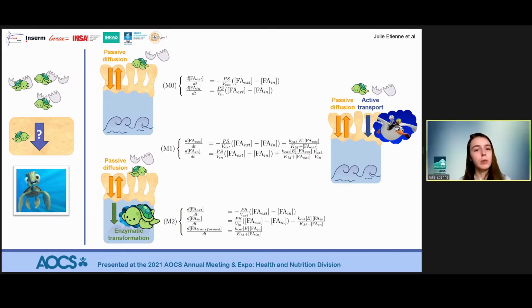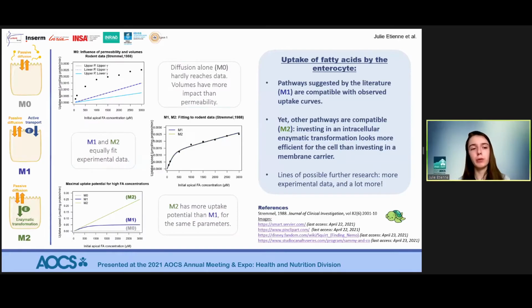So now what did we do with those 3 models? We studied them and we compared them to experimental data extracted from research papers. As a reminder, I recall the 3 models on the left-hand side of my presentation. And now let's have a look at our results.